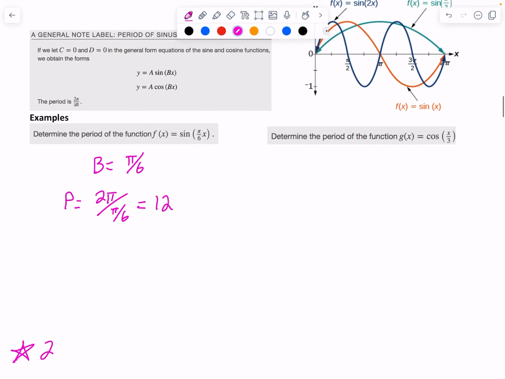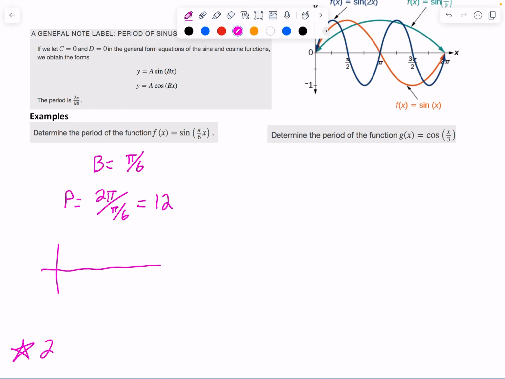What that means is that it would take 12 units to go through, and we can cut it into quarters. We could see that our sine function is going to look something like this: I plot on the midline, above it, on the midline, below it, and back on the midline. So instead of taking 2 pi, which is about 6, it's going to take 12 units to get all the way through our sine function.